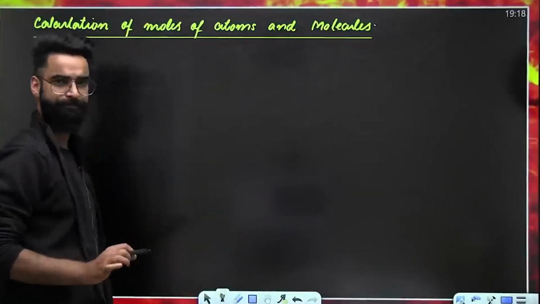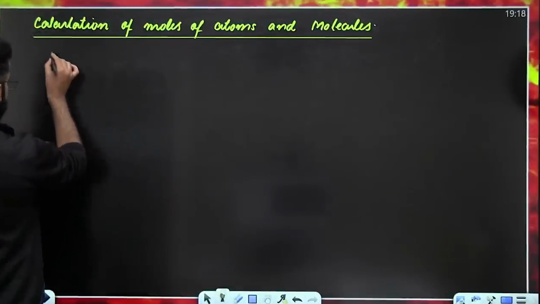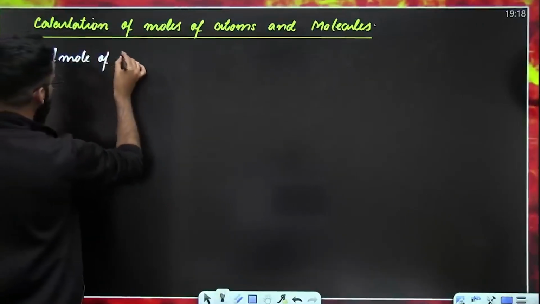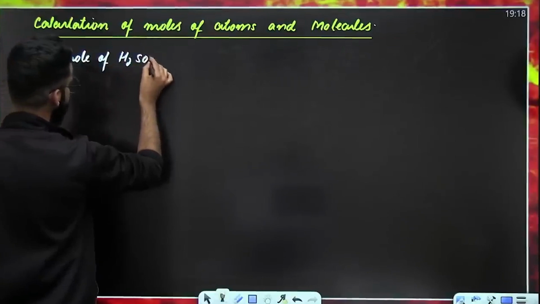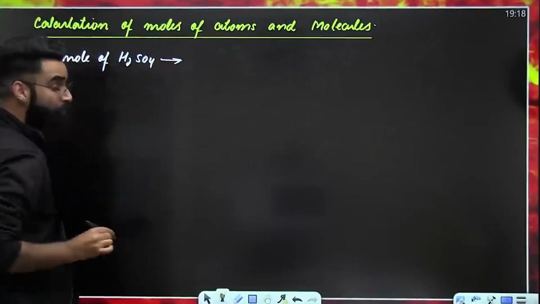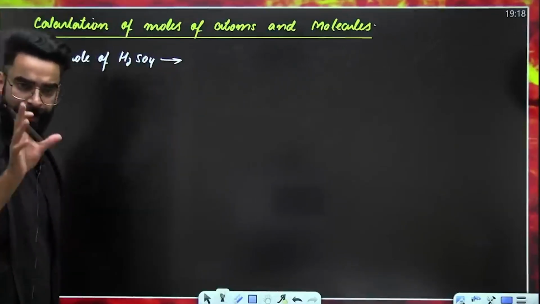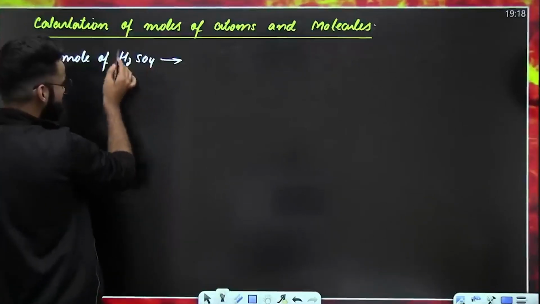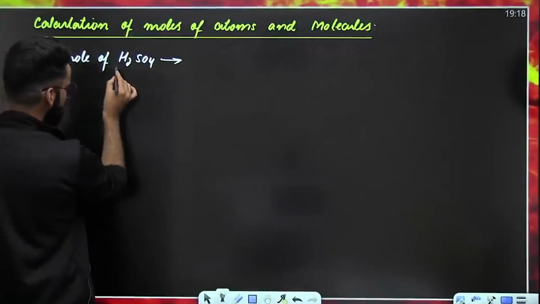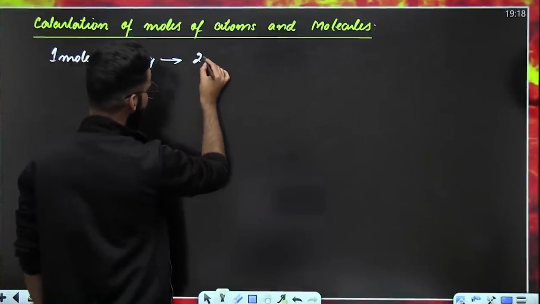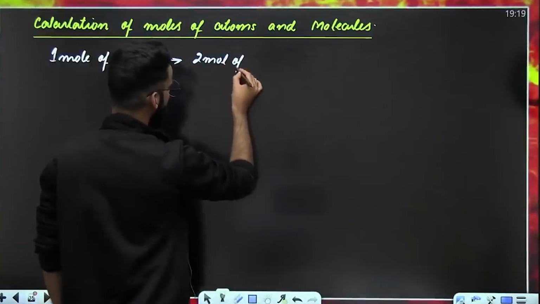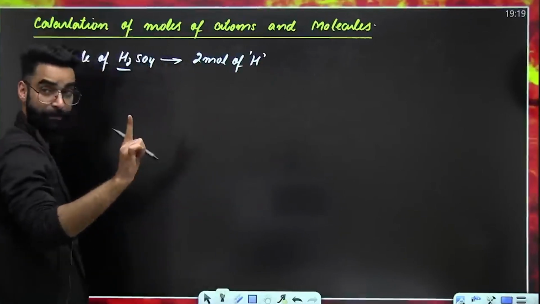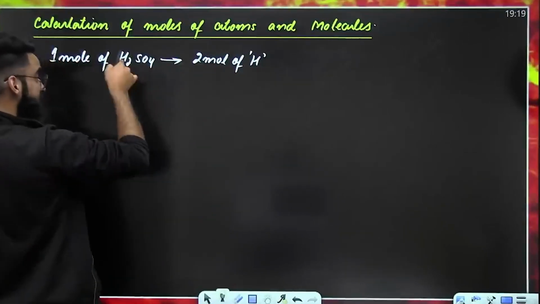Understand what I'm saying, my dear students. If I write 1 mole of H2SO4, let me tell you, in 1 mole of H2SO4, what is present? In 1 mole of H2SO4, I can say there are 2 moles of H present. Here hydrogen I am taking in atomic form. 1 mole of H2SO4 contains 2 moles of H.